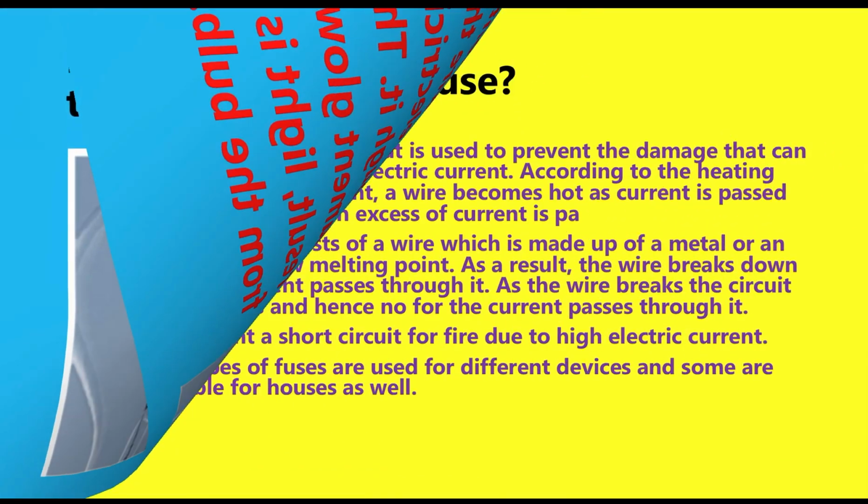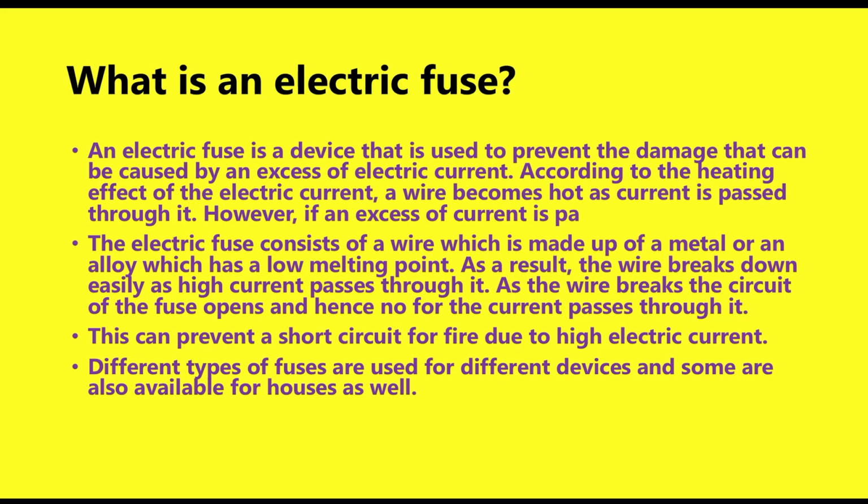What is an electric fuse? It is a device that is used to prevent the damage that can be caused by an excess of electric current. According to the heating effect of electric current, a wire becomes hot as current is passed through it. But what if excess current is passed?